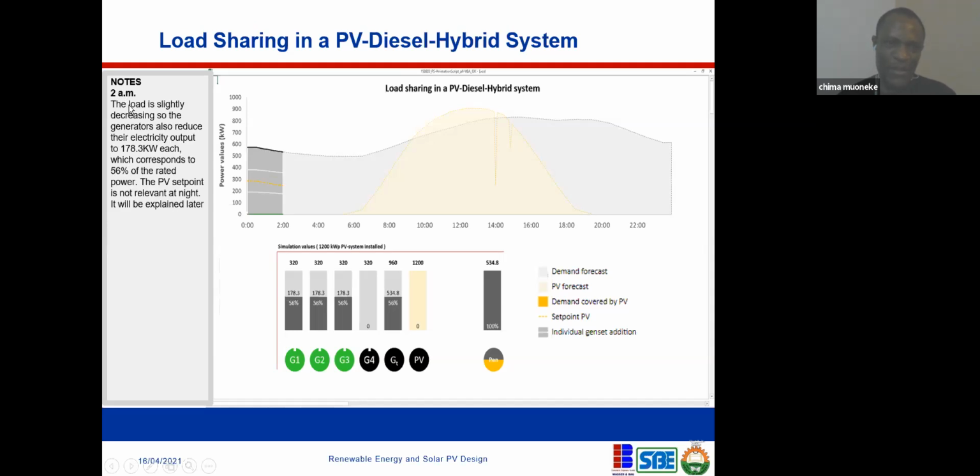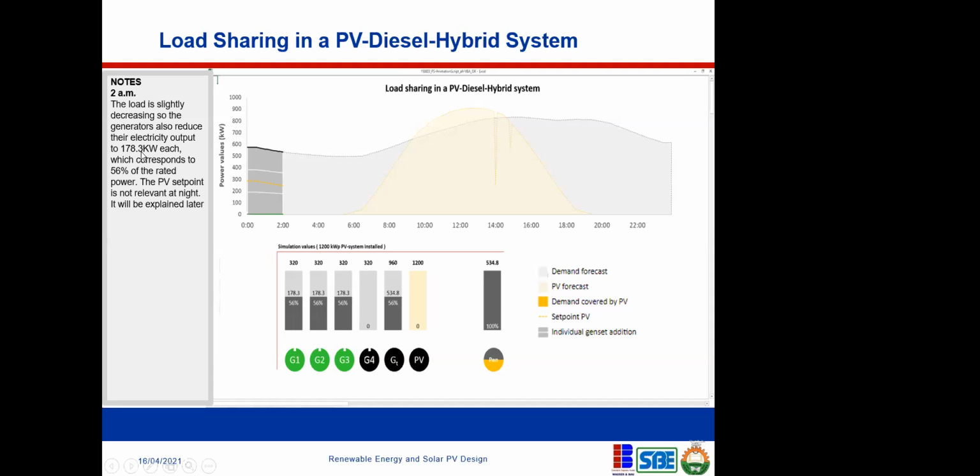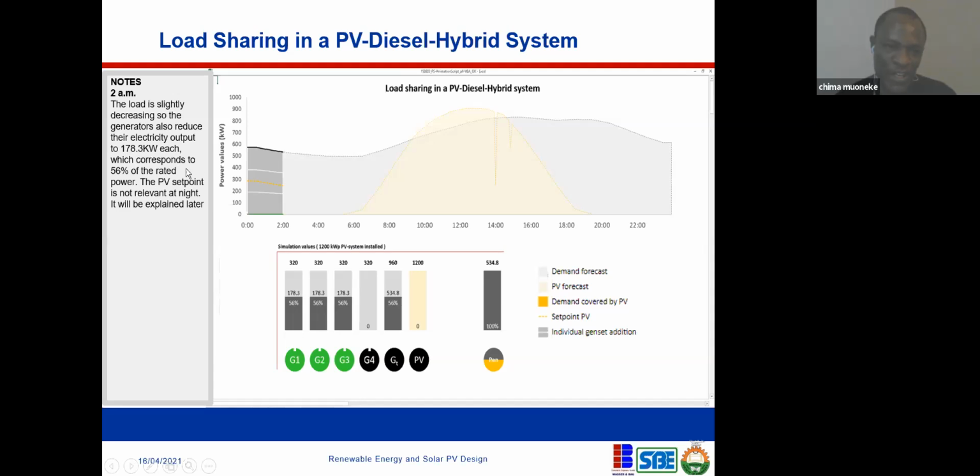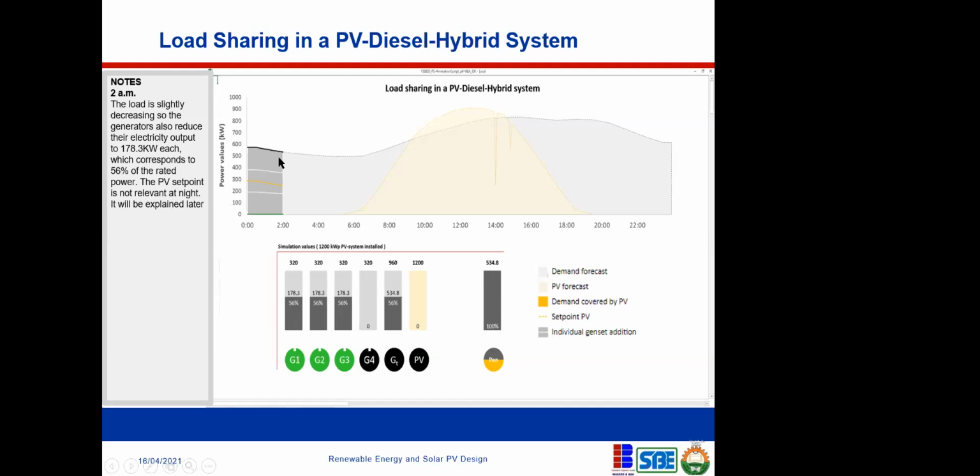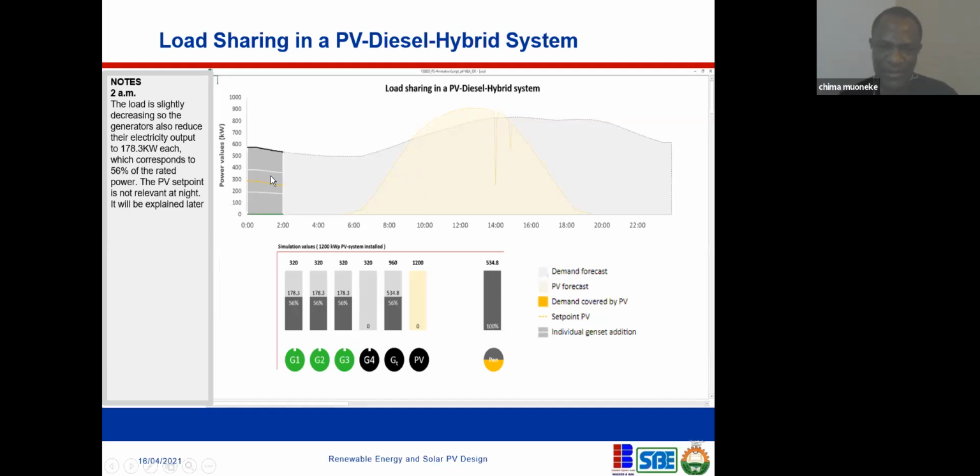Now this is 2 a.m. The load is slightly decreasing, so the generators also reduced their electricity output to 178.3 kilowatts each, which corresponds to 56%. They were running at 58%, but now they're running at 56% because there is a drop in demand. Okay, so the PV set point is not relevant at night because it will be explained later. There is no solar generation at this time, so it's all running on generator.